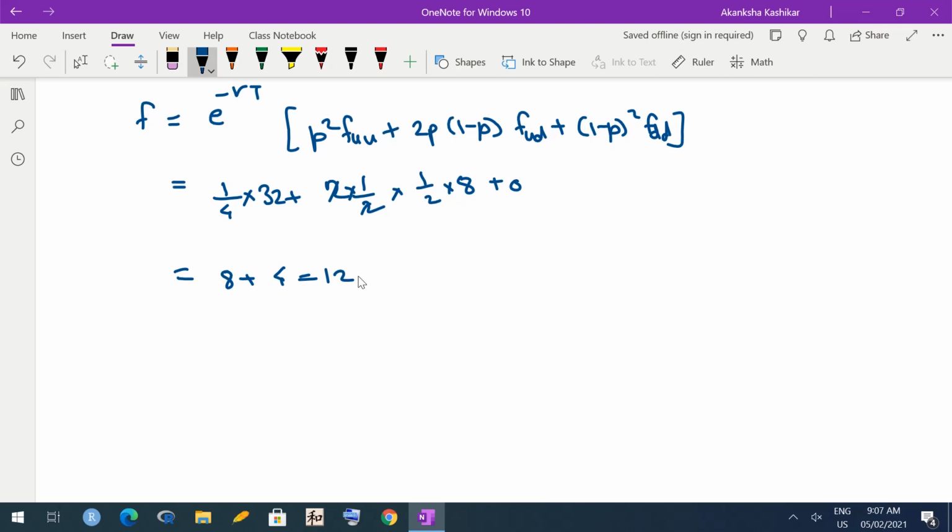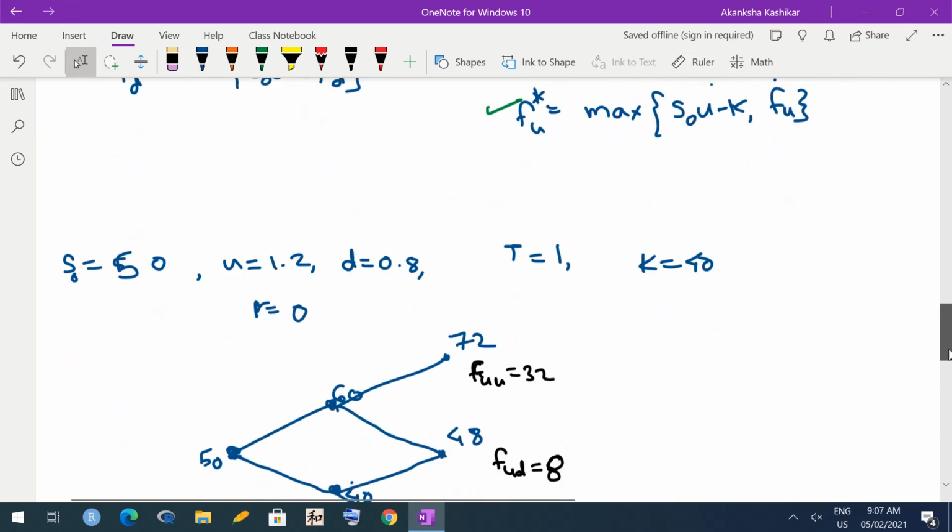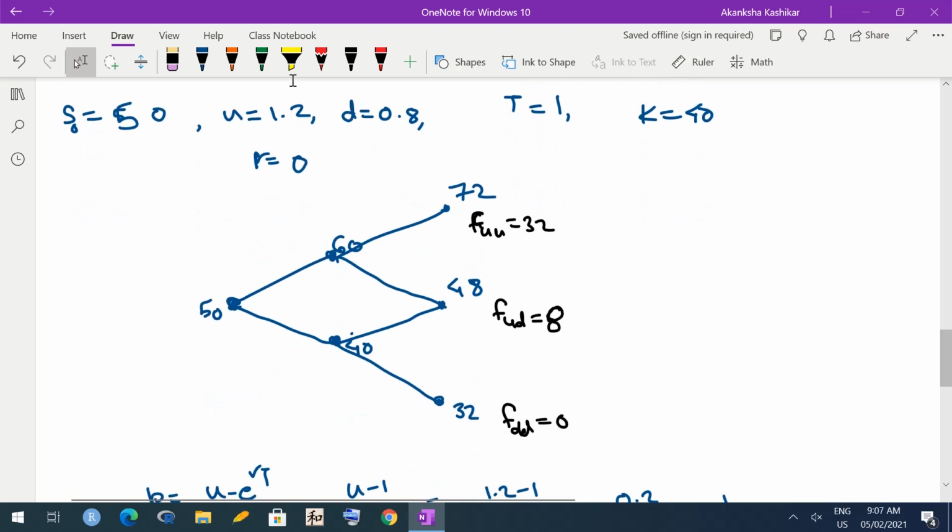What about American option? So for American option, we have to consider the possibility of exercising in between, means exercising here and evaluating its value. So exercising here would give me 20 rupees, right? Okay, because strike price is 40. So exercising here would give me 20. Exercising here is anyway not an option, so this is 0.